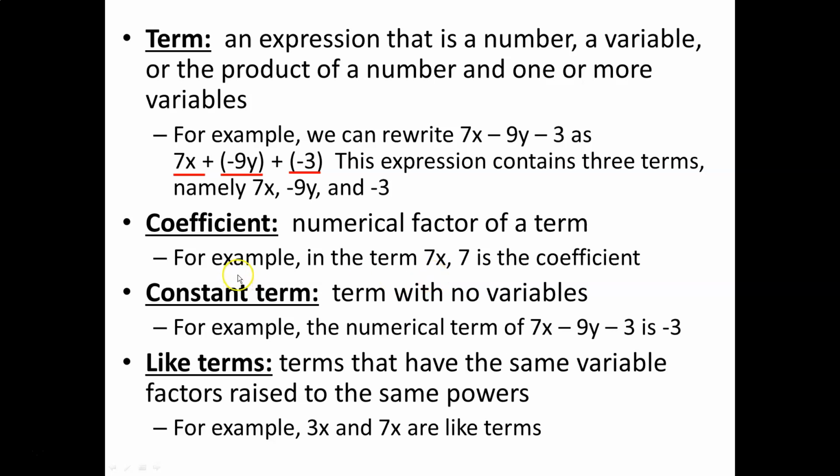Okay, coefficient is just the number part of a term. A constant term is the term with no variables, so the negative 3. And like terms are terms that have the same variable factors raised to the same powers. So same variable factors means same letters to the same exponents.